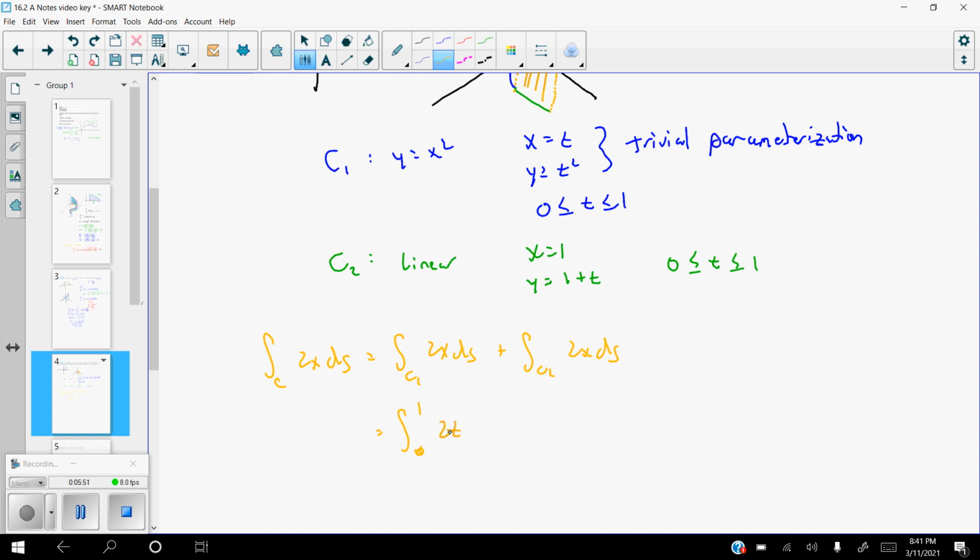Remember, ds is the square root of the derivative of the x and y pieces squared, added together. So dx/dt is 1 squared, dy/dt is 2t squared, dt, plus the integral over the C2 part. Again, the bounds are from 0 to 1 because it's linear. It will always be that way.